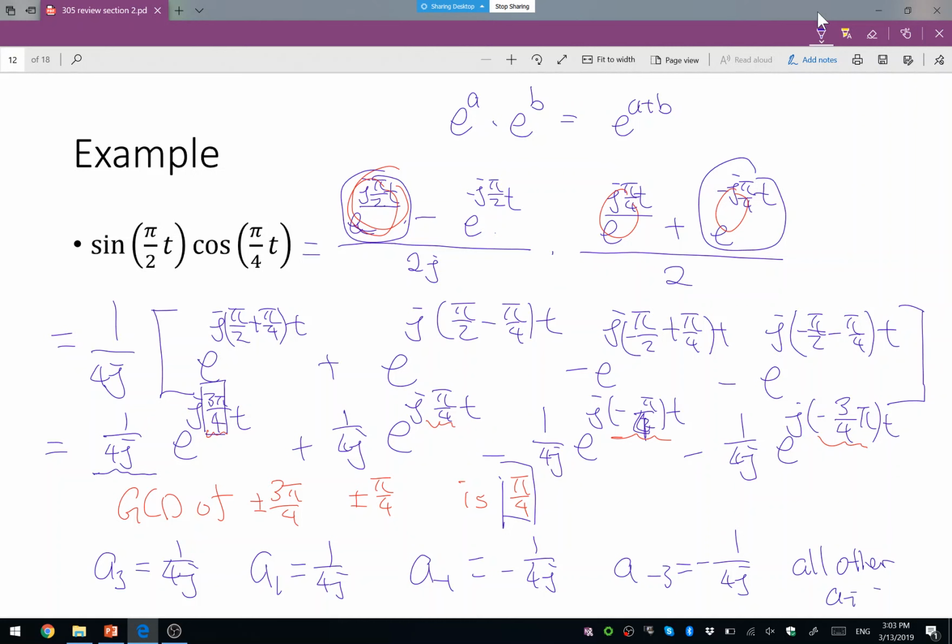And the others, ai, equal to 0. How do you get 3? You see the frequency here, right? The frequency of this component is 3 pi over 4, and the fundamental frequency of the signal is pi over 4. How many times is this frequency the fundamental frequency? 3. So that's A3.